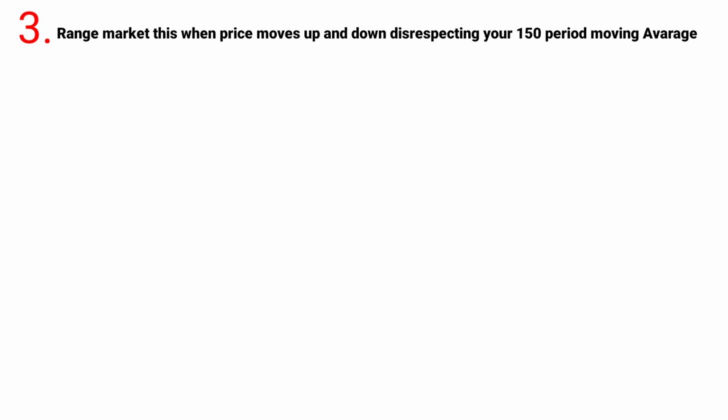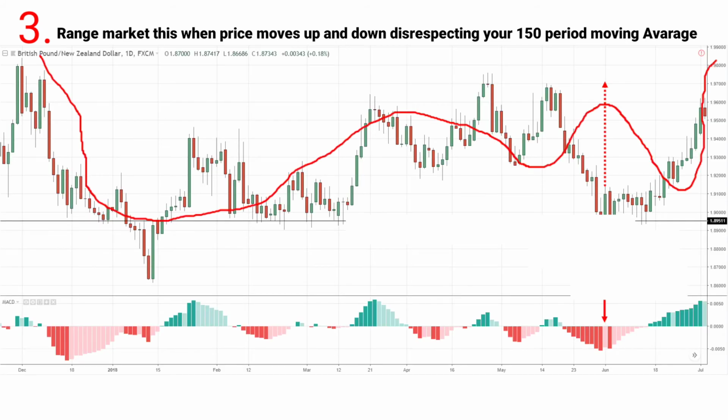Then number 3, which is the last one, is range market. In this one, price moves up and down disrespecting your moving average. What do you do in this type of structure? Let's visit the live chart to have a clear view of what I'm saying. Now this is a live chart of British dollar against New Zealand dollar. The price is chopping, it's moving up and down, it's not respecting the moving average, of course.